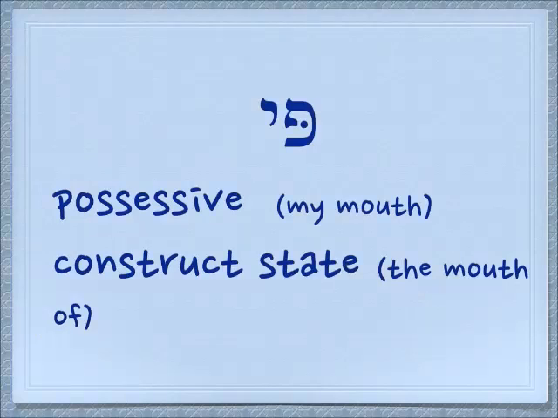I want to take just a moment and touch on a grammar concept. You almost never see the word for mouth, peh, written peh, hey. It's usually written peh, yud, and it's pronounced pi. If you have seen the video on the jots and tittles, you know that a yud at the end of the word can be a possessive pronoun for mine. So the word specifically, pi, means my mouth.